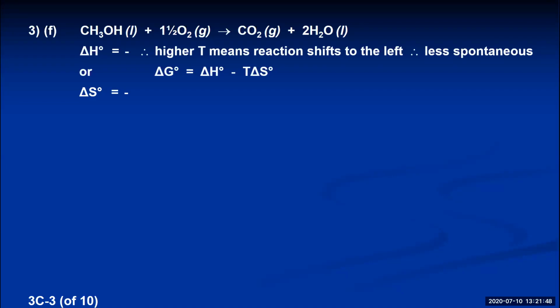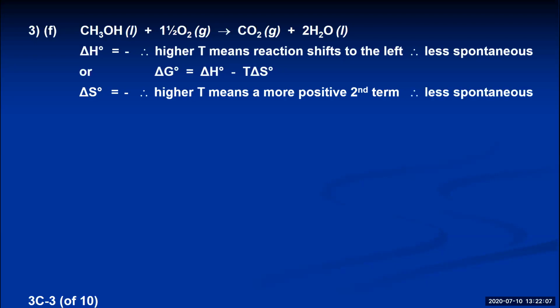So if you put a negative value in place of delta S naught and raise the temperature, you're making that second term bigger, and the negative of a negative makes that second term a positive. So you're going to be adding a bigger positive number to delta G, which means it's not going to be as negative. So a higher temperature means a more positive second term. And if that second term is more positive, delta G will come out to be more positive, which means less spontaneous. So either way is a way to answer that question.